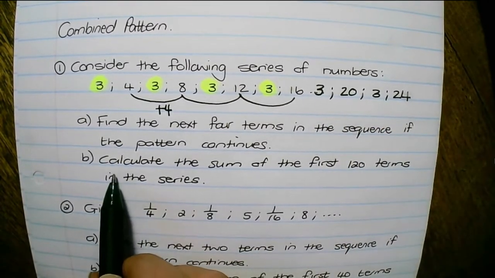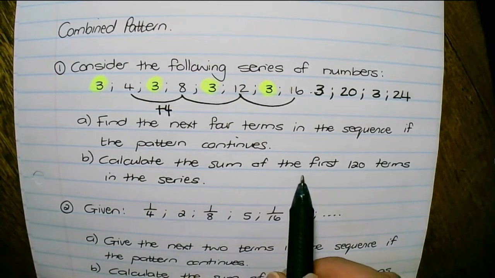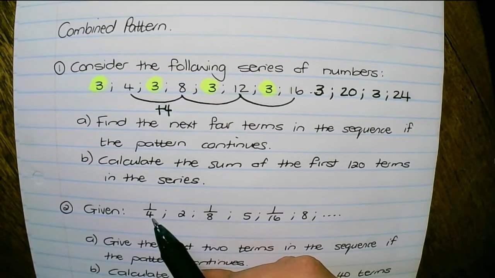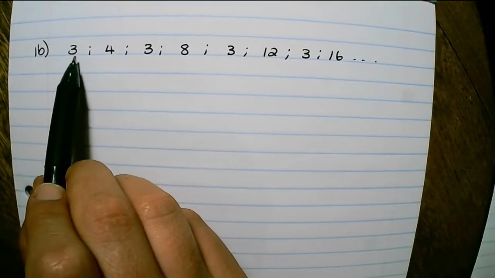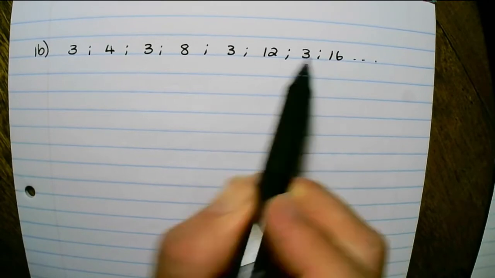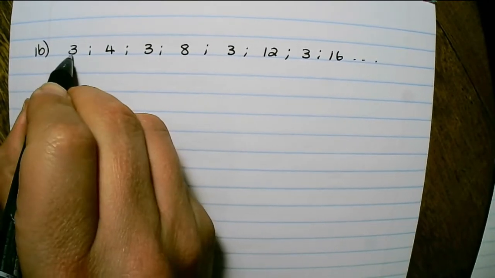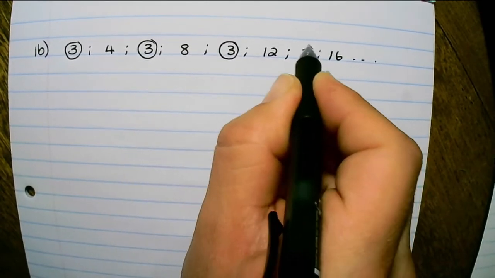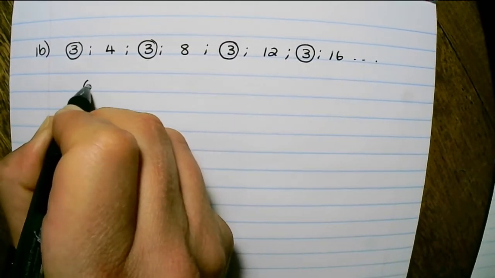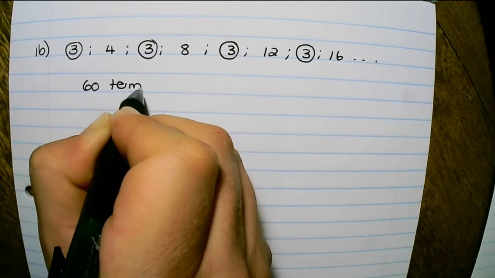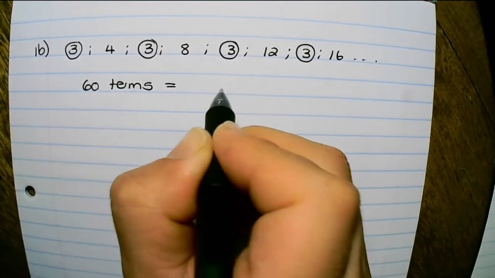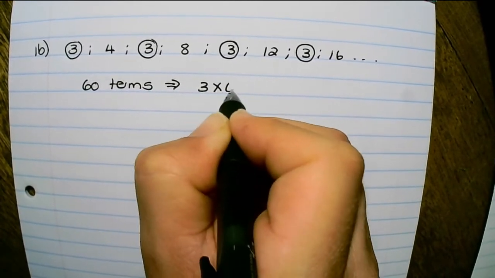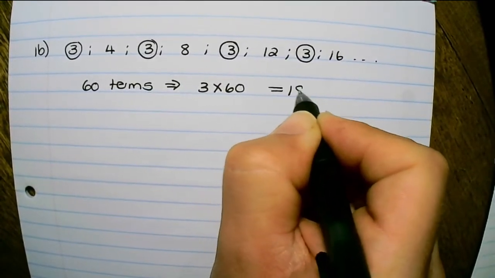The second question is, calculate the sum of the first 120 terms in the series. If we want to find the sum of the first 120 terms, we know that 60 of those terms would be equal to 3. So the sum of those 60 terms would be 3 times 60, which is 180.